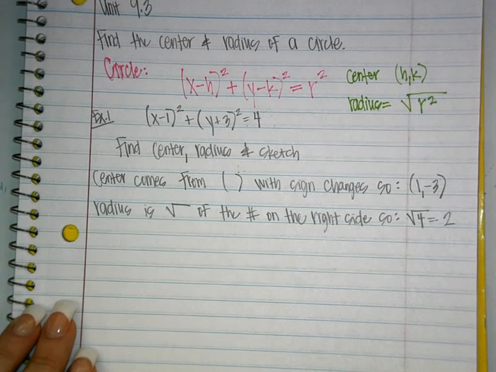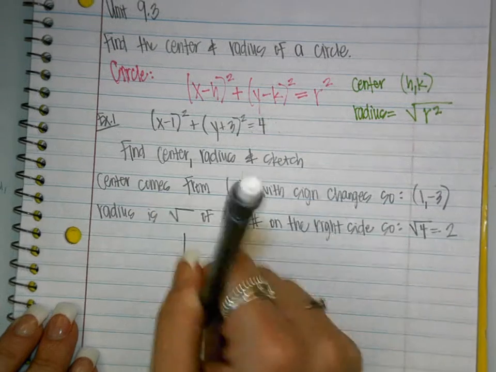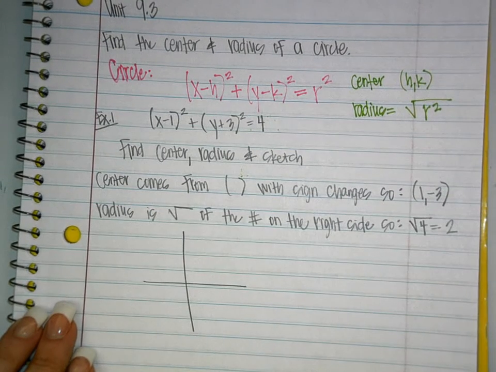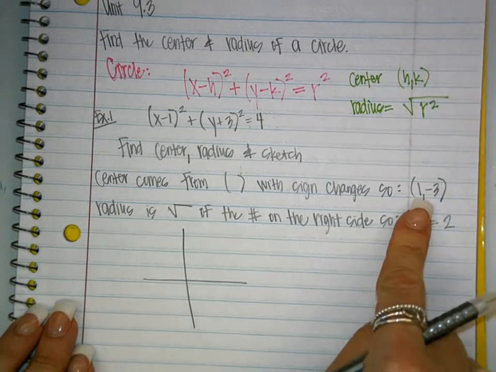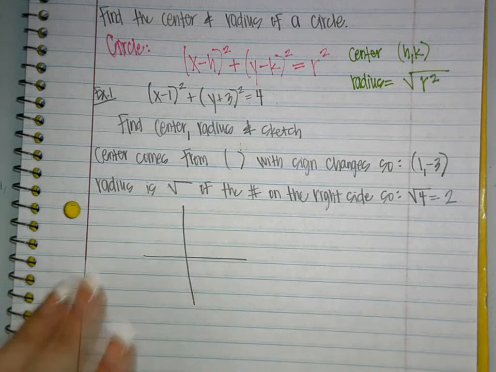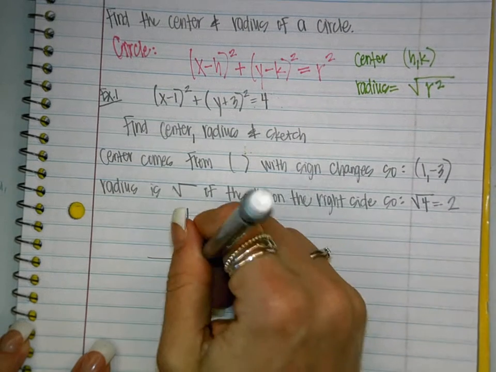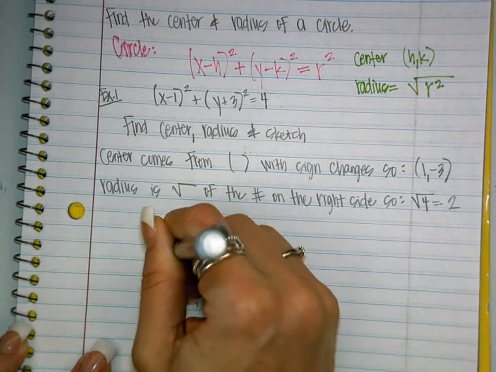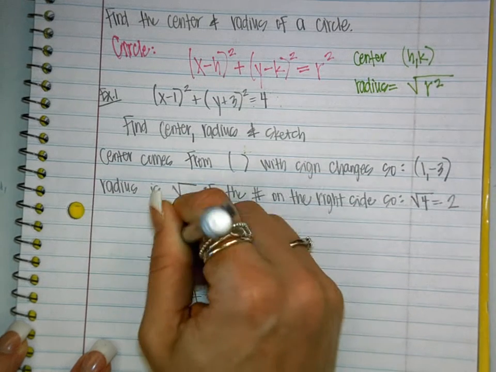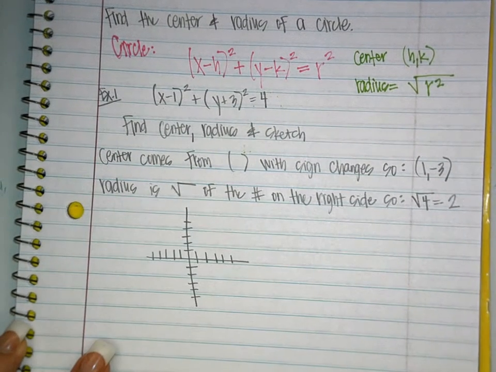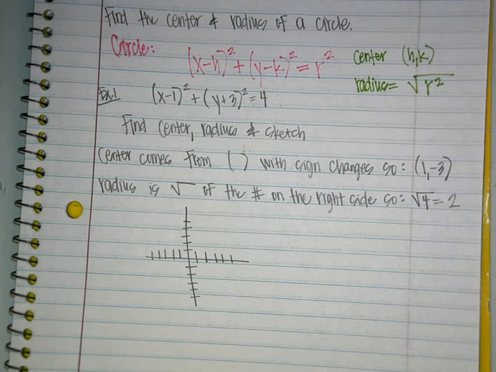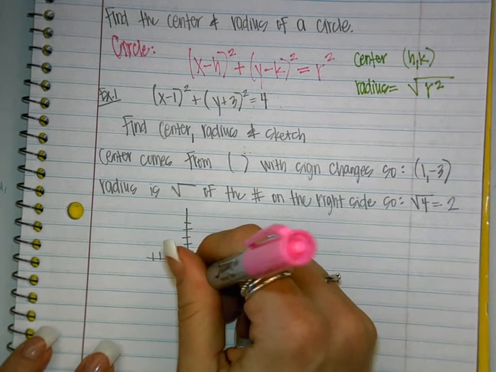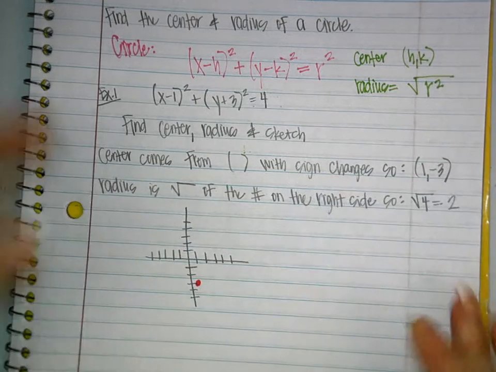Then we just have to sketch. So you're just going to draw a pretty simple XY axis. This one you do have to put the dash marks, okay? So let's go 5 in each direction. I'm just randomly putting 5. So for your center, the center is going to be at over 1, down 3. Okay, so right 1, down 3, that's your center.